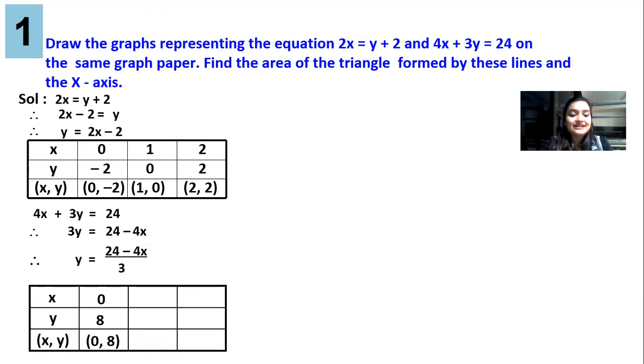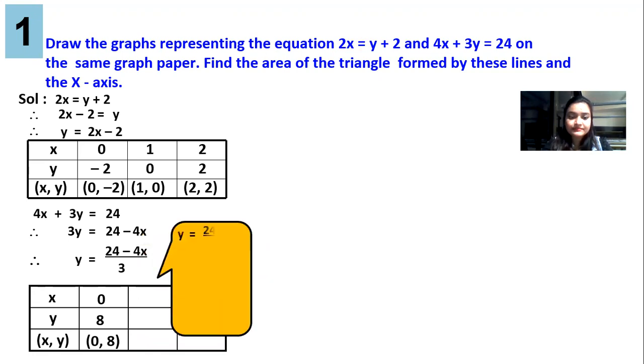Now next I'll assume 1. In the place of x I have put 1.